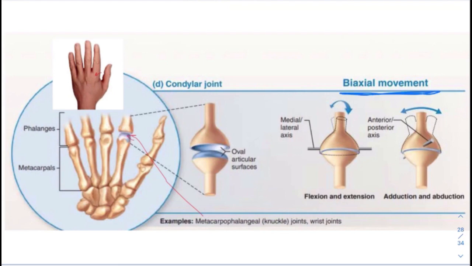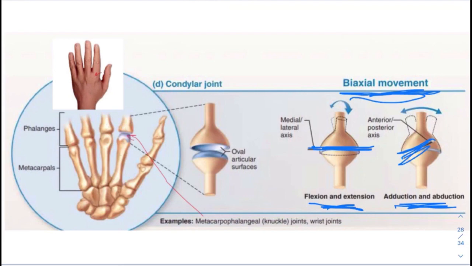It allows a biaxial movement because here we have two axes. We have medial and lateral axis, and we have a movement that occurs along anterior and posterior axis. So the movements that can occur are flexion and extension, and adduction and abduction. So it's biaxial movement because the movements can occur along two axes.